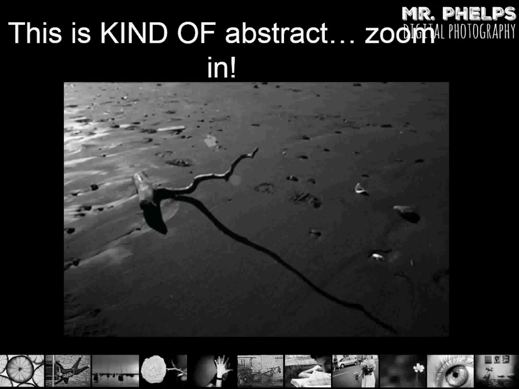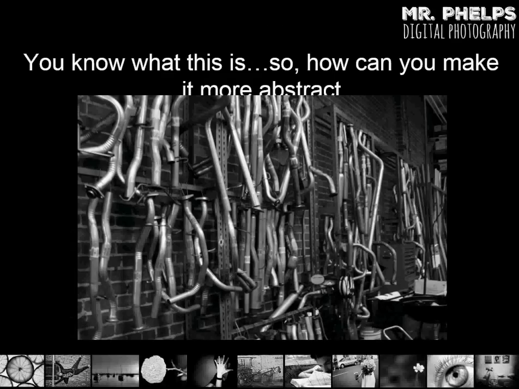This is kind of abstract, but you can zoom in. So if you look at this picture here, we can tell that it's a beach scene with some shells and some driftwood. It's a nice shadow that we see coming across, the light reflecting on the left, but how can we change that to make it more abstract?